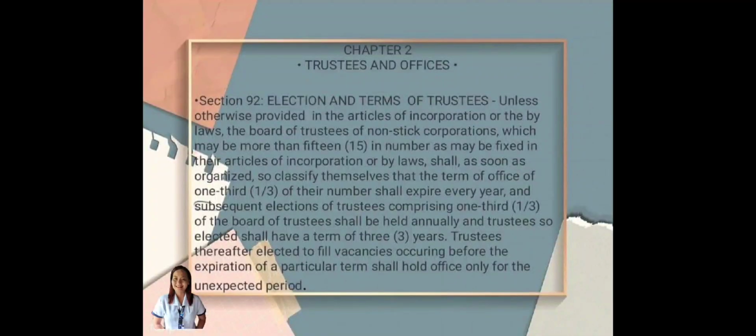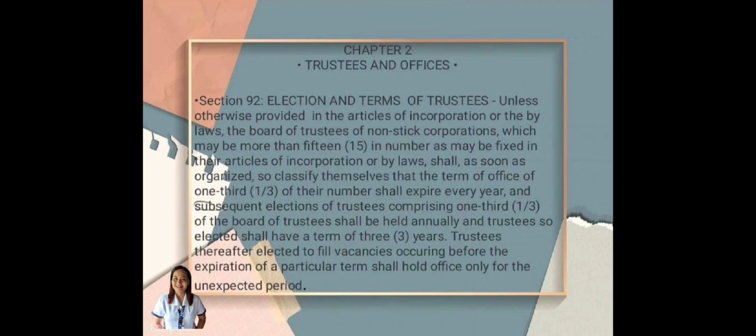Section 92. Election and term of trustees. The minimum is 15, although the articles of incorporation or bylaws can provide for more than 15. In regular practice, the composition of the Board of Trustees is 15. The term of office of every member of the Board of Trustees is 3 years. 15 divided by 3 is 5. So there are 5 board members whose terms will expire every year.